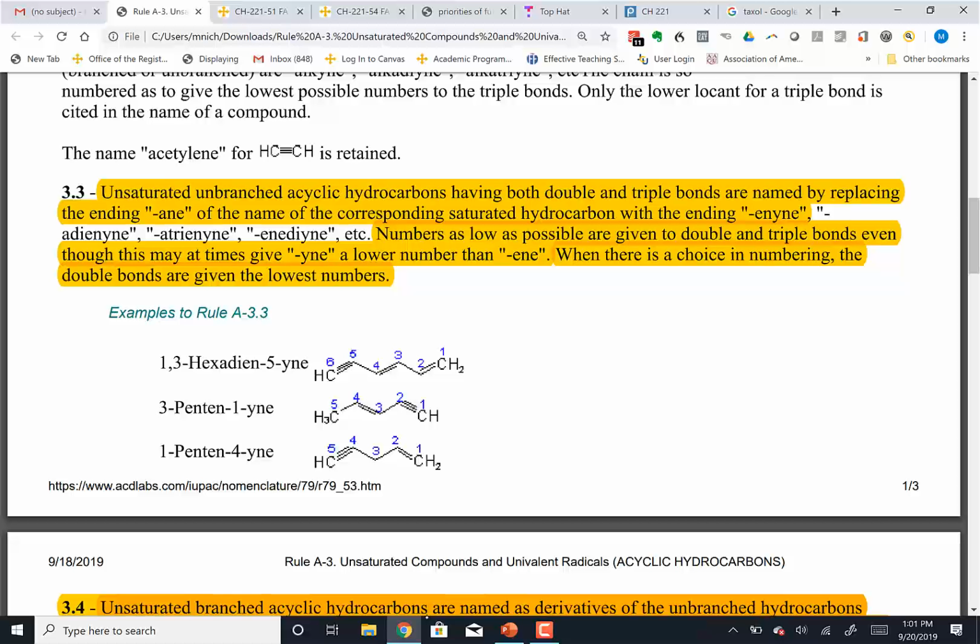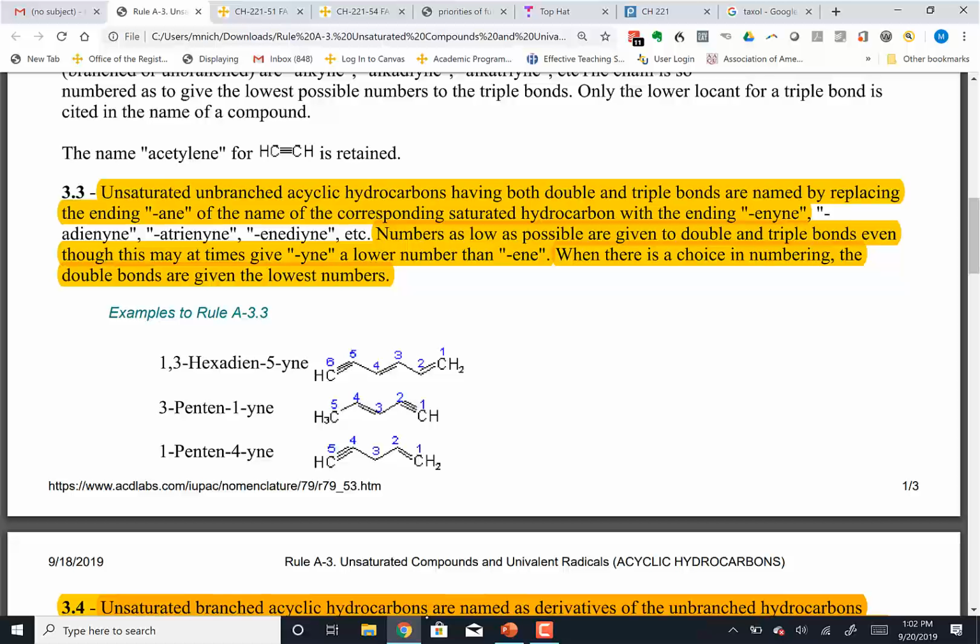Saturated for a hydrocarbon means you have the maximum number of hydrogens per carbon. So if I have a 2-carbon alkane, it's CH3CH3, which means it's C2H6. If I put a double bond between those carbons, it's C2H4. So single bonds have a C2H6, double bonds have a C2H4. The C2H6 is the maximum number of hydrogens, and so that's called saturated. When you have anything less than that, it's called unsaturated.